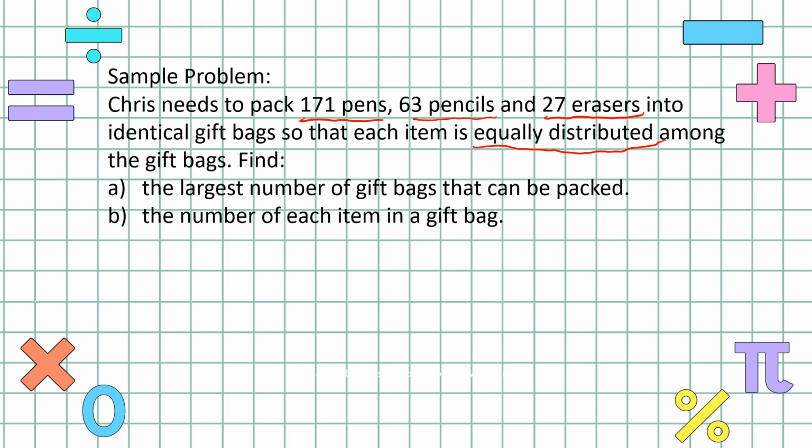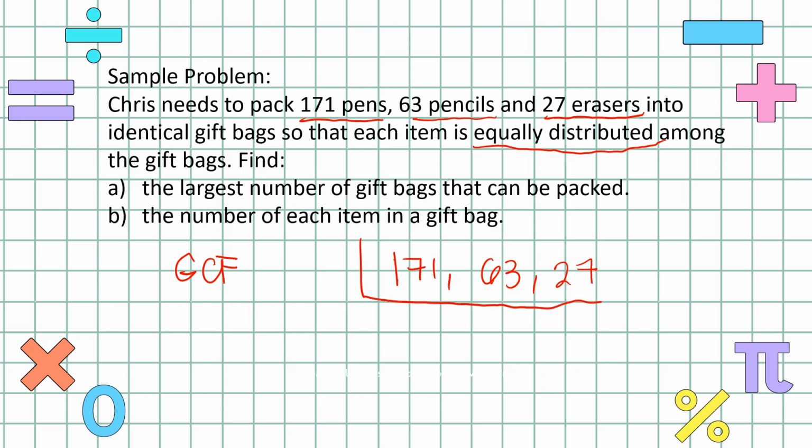Which means these numbers, 171 pens, 63 pencils, and 27 erasers, to be equally distributed, must have something in common that can divide these numbers. And that something in common that can divide these numbers is what we know as the GCF. So we need to know the greatest common factor so we can tell what number can divide all of these numbers, so we can ensure that they will be equally distributed in those gift bags. So let's do the math here below. 171, 63, and 27.